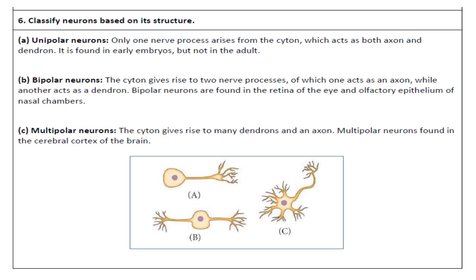Bipolar neurons: the cyton gives rise to two nerve processes, of which one acts as an axon while the other acts as a dendron. Bipolar neurons are found in the retina of the eye and the olfactory epithelium of nasal chambers. Multipolar neurons: the cyton gives rise to many dendrons and an axon. Multipolar neurons are found in the cerebral cortex of the brain.